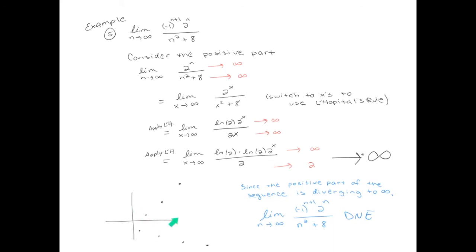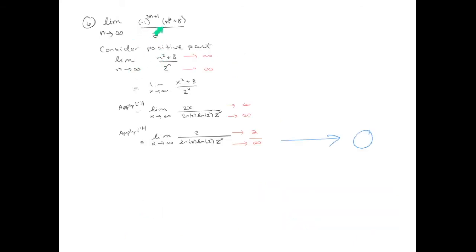Positive, negative, positive, negative, positive, negative. But the individual terms are getting bigger and bigger and bigger. The entire sequence, including the plus minus, does not exist. Let's do another problem. So let's just consider the positive part.